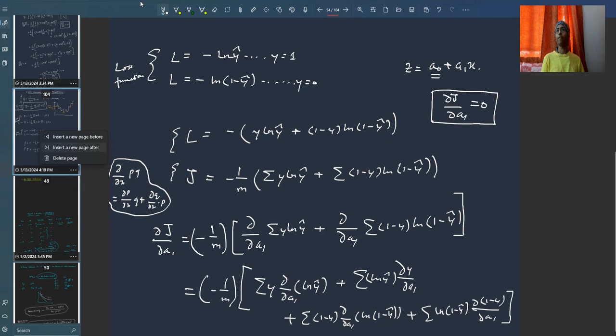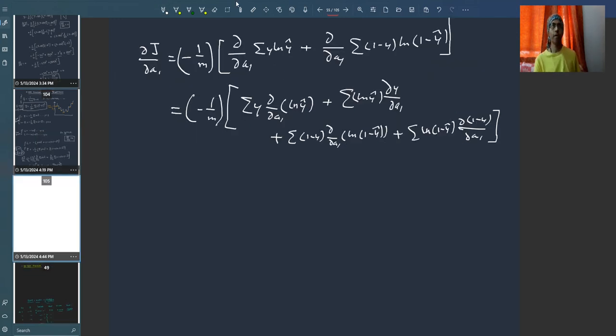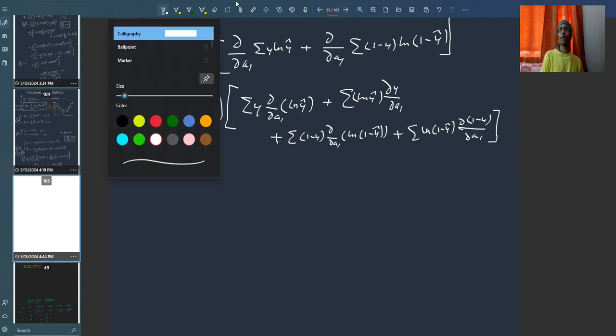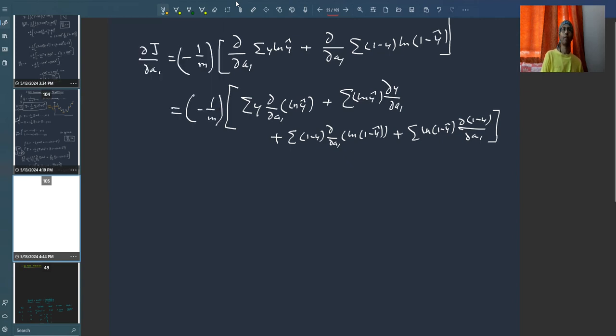Now we simplify it further. Before we go further, friends, we must know that two of the expressions here become 0. First is this one, del y by del a1, this becomes 0, so the entire expression becomes 0. Also, del of 1 minus y by del a1, this also becomes 0. So we are left with only two factors, this one and this one.